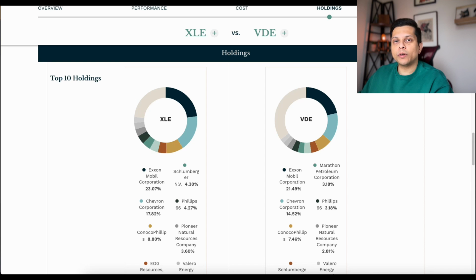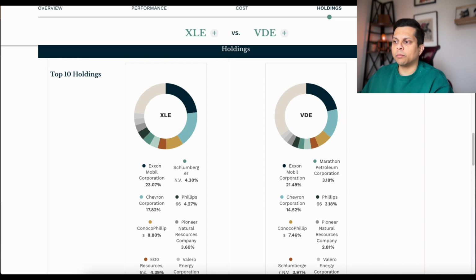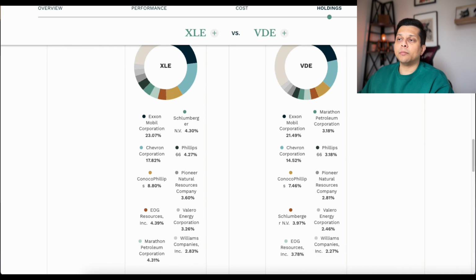The top 10 holdings for XLE and VDE, we see a similar trend, both at number 1. It's ExxonMobil for both of them. Difference is in the asset allocation percentage. So you have 23.07% in XLE versus 21.49. Chevron is number 2 with a 17.82 versus 14.52. Number 3 is ConocoPhillips. There is a slight difference in percentage of allocation. Number 4 in XLE is EOG Resources, whereas number 4 is Schlumberger NV.